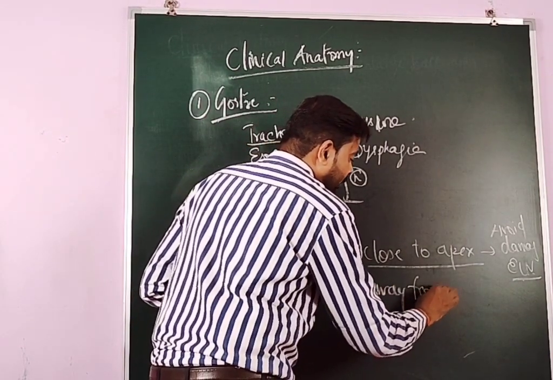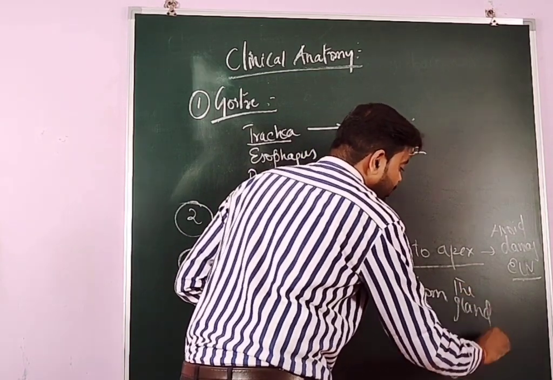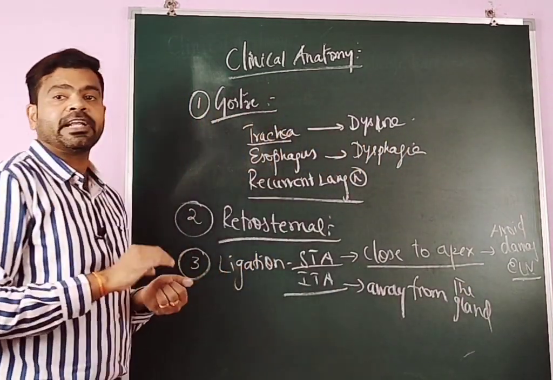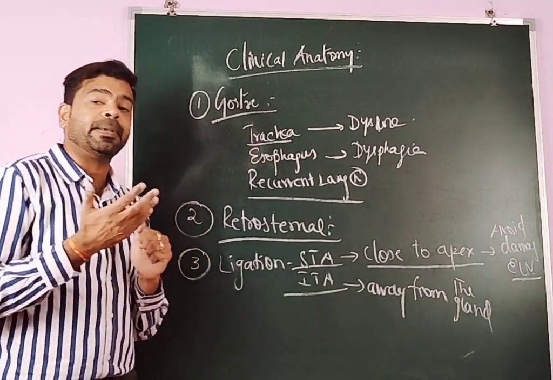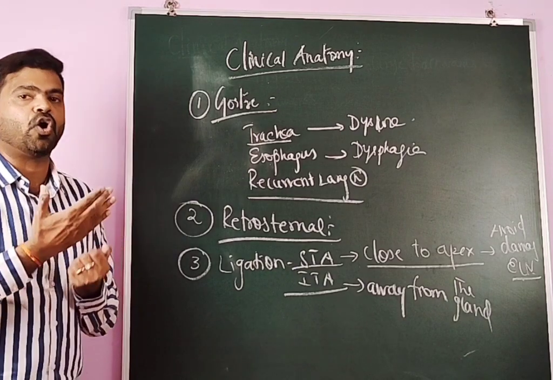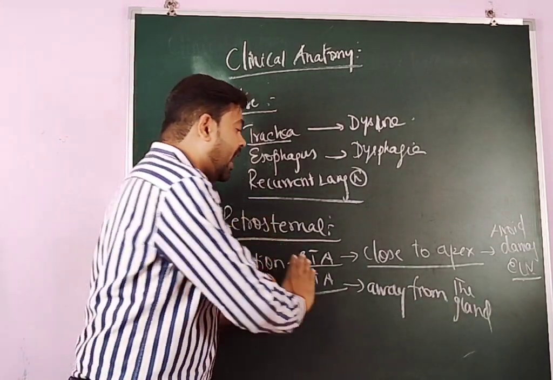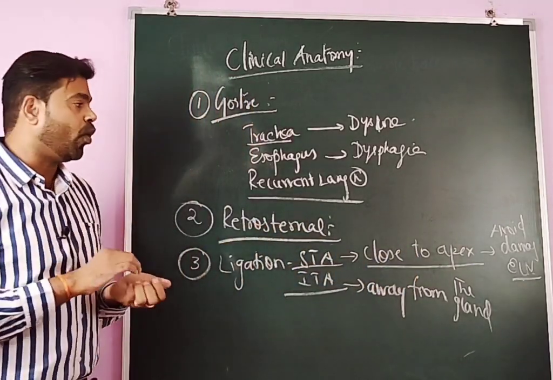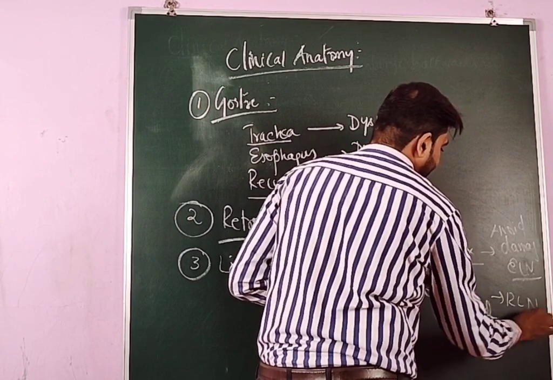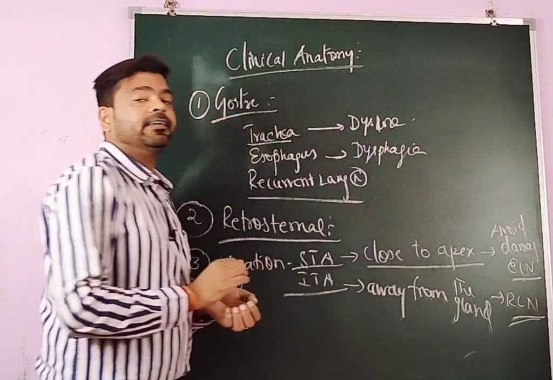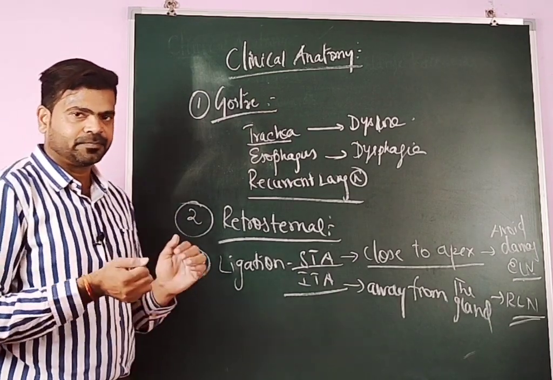Because, close to the gland, what happens? This inferior thyroid artery has a variable relationship with the recurrent laryngeal nerve. The nerve may lie in front of the inferior thyroid artery or may lie behind it. That's why the ligation should be done away from the gland, to avoid damage to the recurrent laryngeal nerve. So this is about the thyroid gland. Thank you.